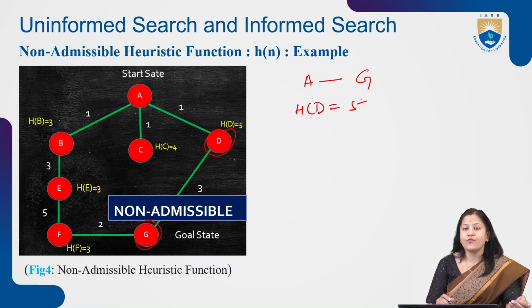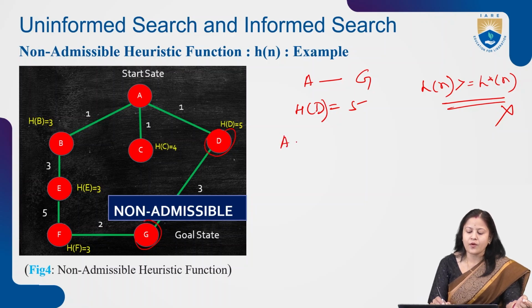What is the condition for non-admissible? If H of n is greater than or equal to H star n, then in that case the heuristic value is not admissible. So H of D is given as 5. What is the total cost from A to G? You can see 1 plus 3, that is equal to 4. This is the total cost. But the heuristic value of D is equal to 5.